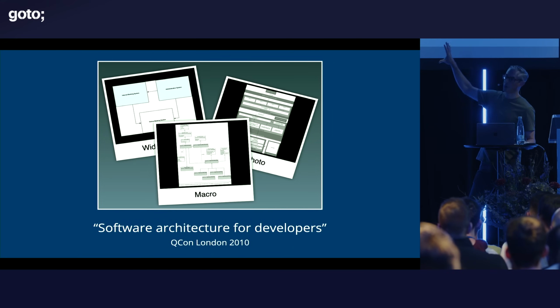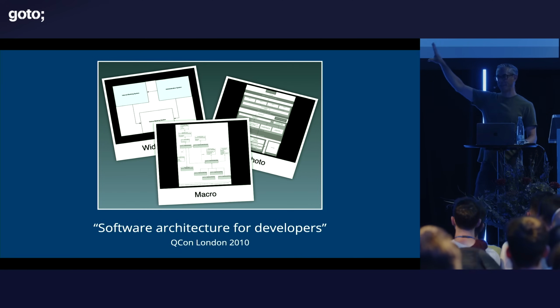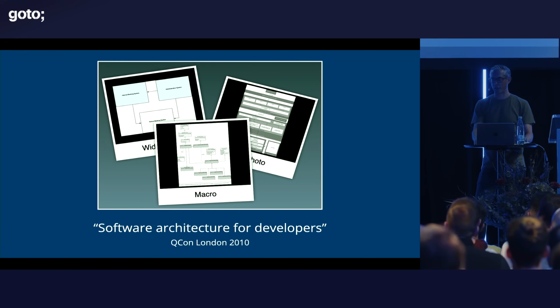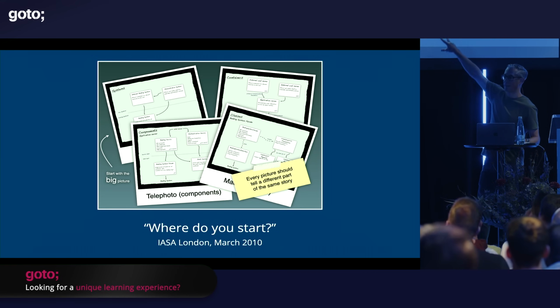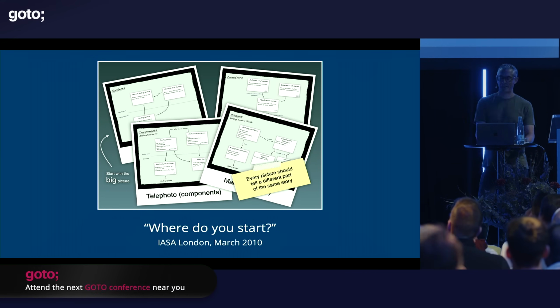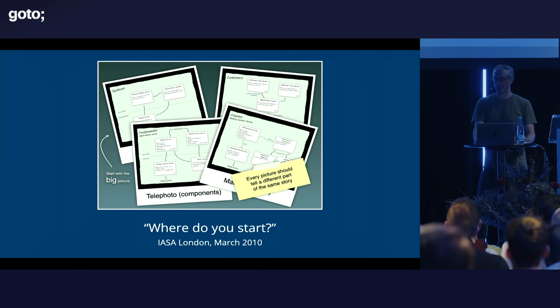So I did a talk at QCon London. And although the C4 naming was not necessarily there at the time, you can see the concept is here. There's a wide angle view of your system, a telephoto view, and a macro view zooming in on the code. A few months later in London, I did another talk, and we can see that the C4 names have started to make an appearance. In this case, it was context, containers, components, and classes, because I was mostly focused on Java and C# stuff.